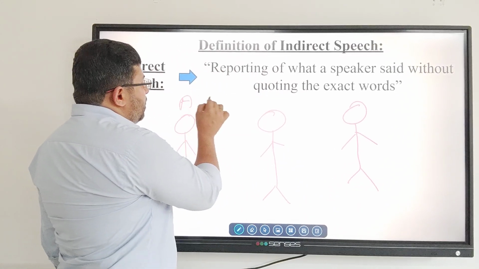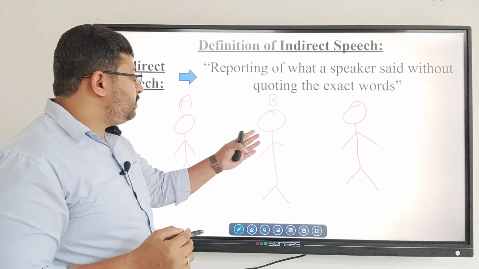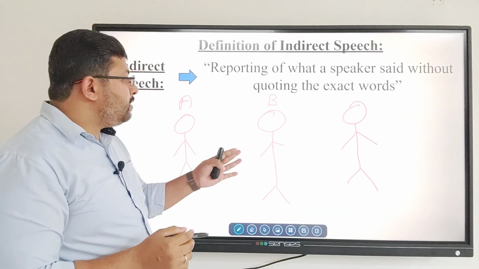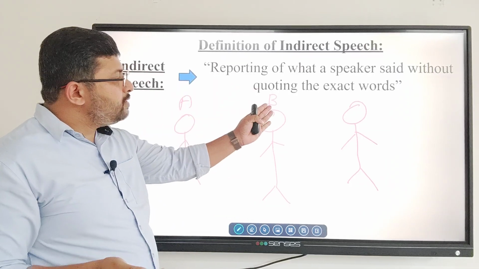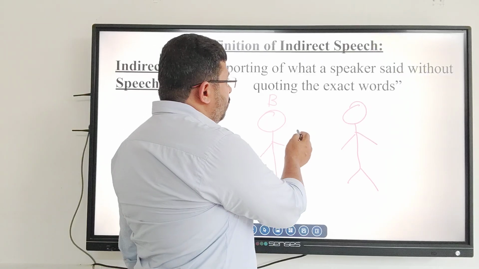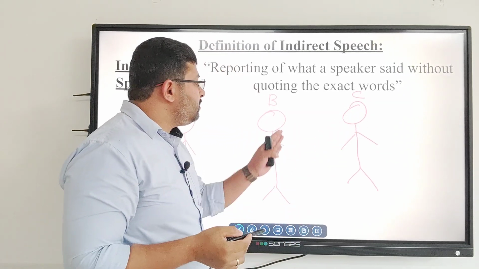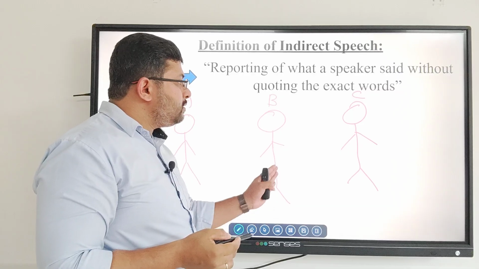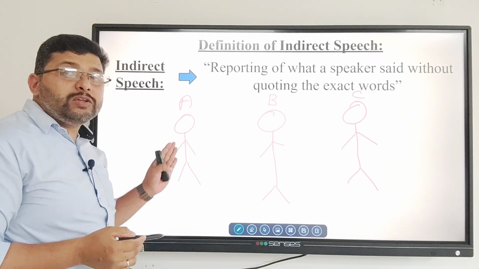And person A and person B, as we have already discussed, had a conversation and they went for their own work. Person A went to office, person B went to his home. On the way home, person B met person C, and person B speaks to person C about what person A spoke.